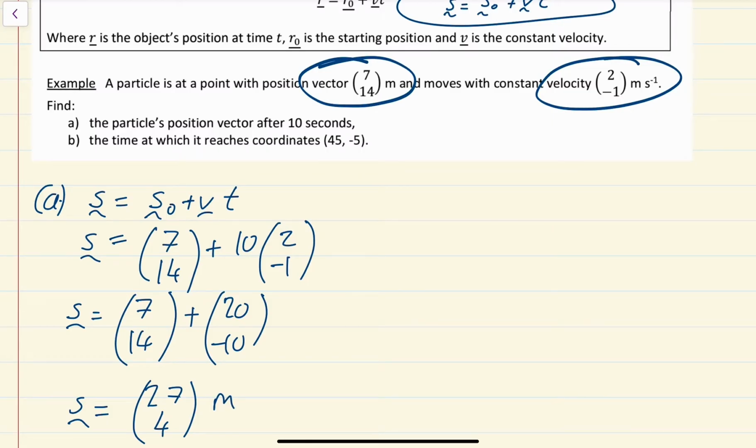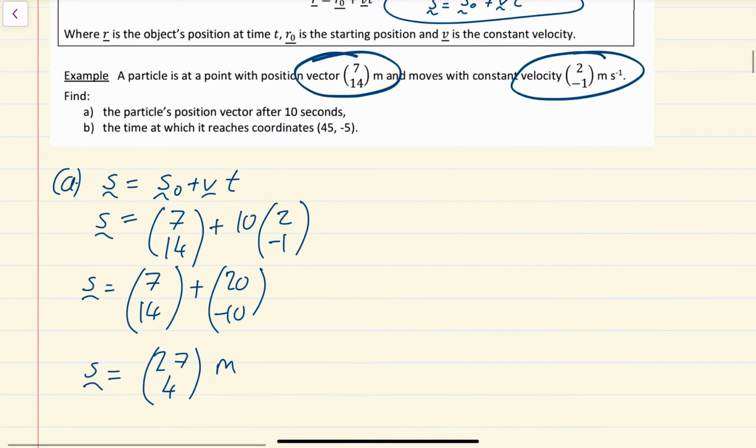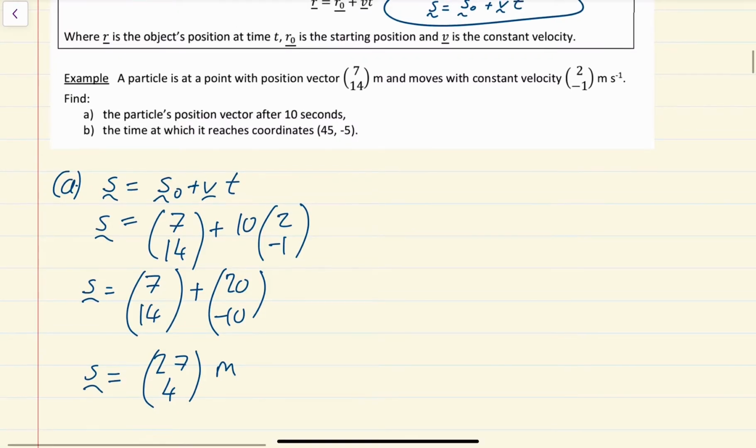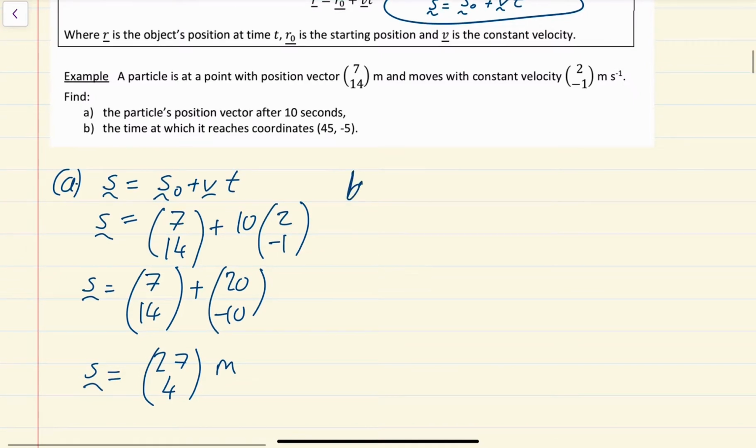I've used column vectors here. They use column vectors in the question. Even if they had written this as 7i plus 14j, I would have used column vectors in my working because it saves you so much time. But if they do use the i's and the j's, use column vectors by all means in your working out, as I will be doing, but then change it back. Always give your answer back in the format in which they ask the question. Just makes it much nicer for them.